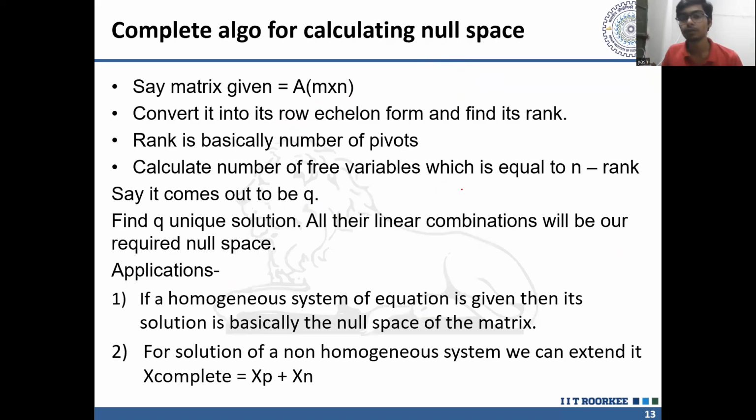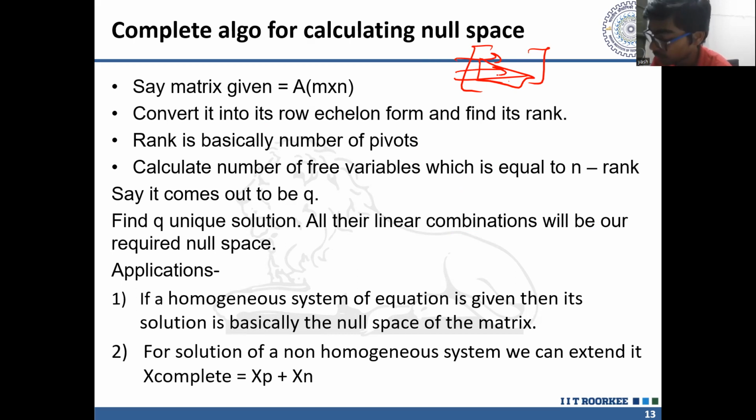So now coming to how to find the null space of a given matrix. Say a matrix A of order m cross n is given. For finding its null space, first convert it into row echelon form. Row echelon form, which we have seen, is the upper triangular matrix. Now find its rank. From here we can find its rank by counting the number of pivot elements.